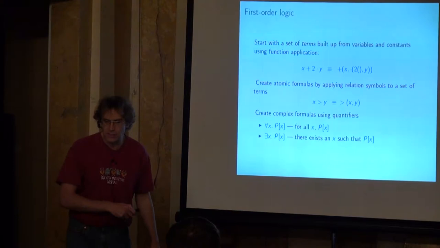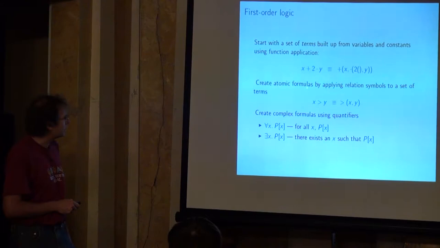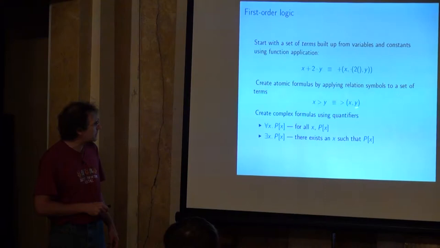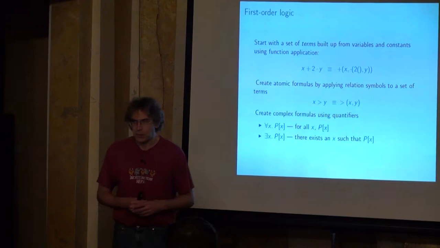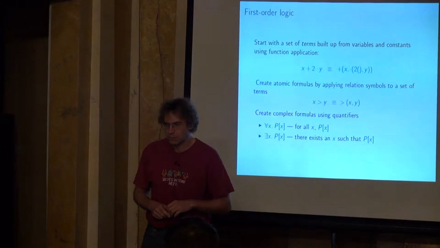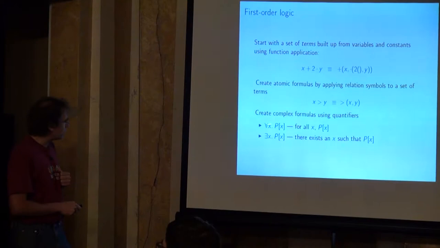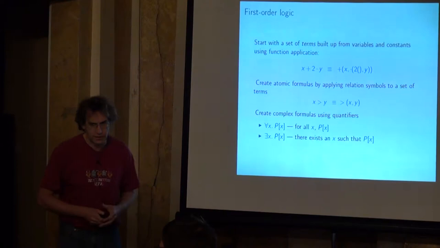Starting with the set of terms, you can create the so-called atomic formulas basically by just applying some relation symbols to terms. Again, I'm going to use the familiar notation x is greater than y, for example, when, strictly speaking, according to the abstract syntax, it's something more like a relation applied to x and y. Then you can use all the usual propositional operations. From that point on, you have all the resources of propositional logic, and you also have the two quantifiers: for all x, P(x), and there exists an x such that P(x). Again, I suspect this is quite familiar to most people here.